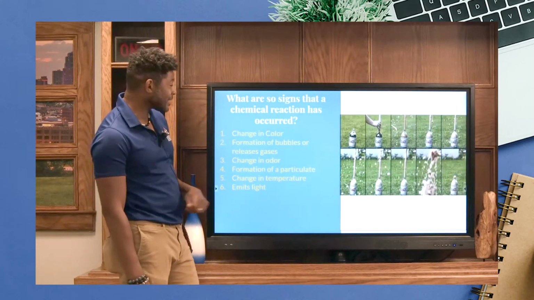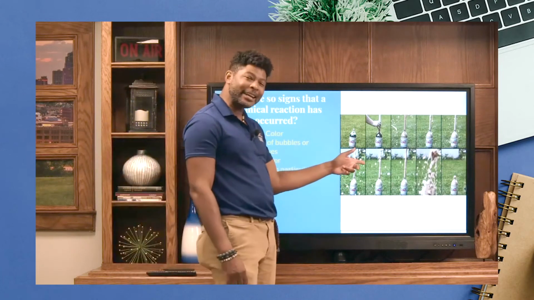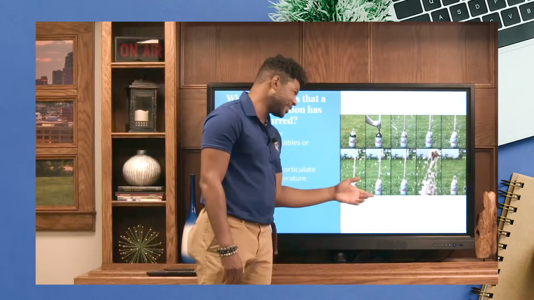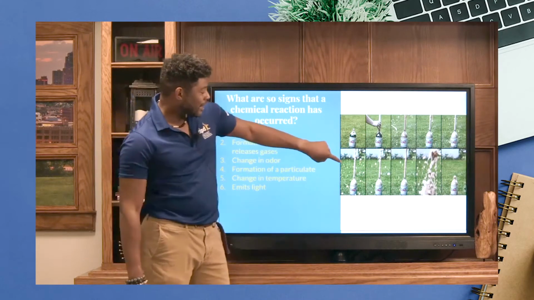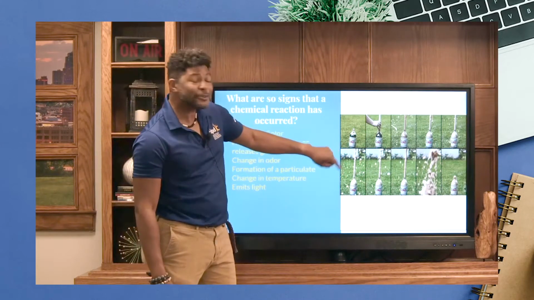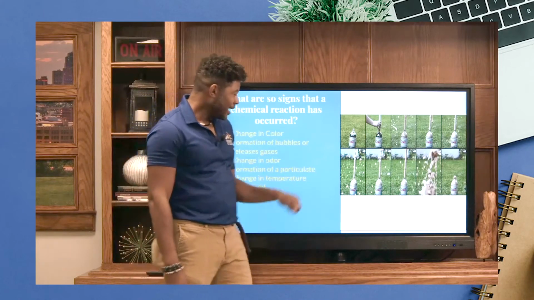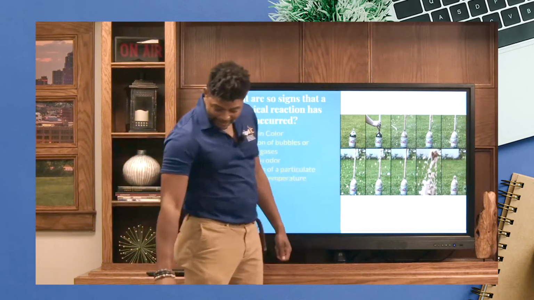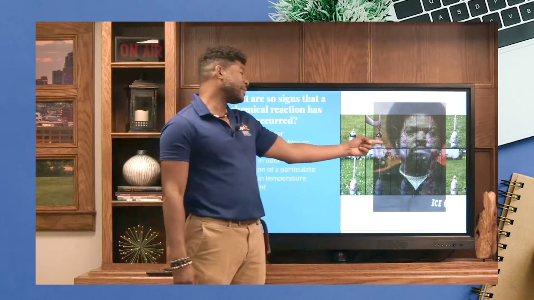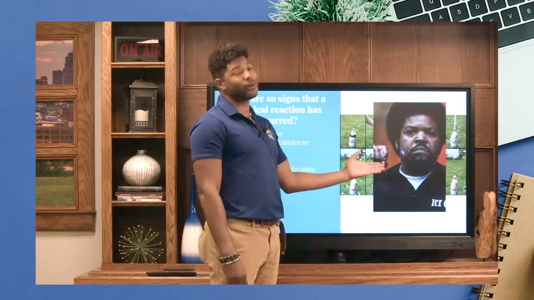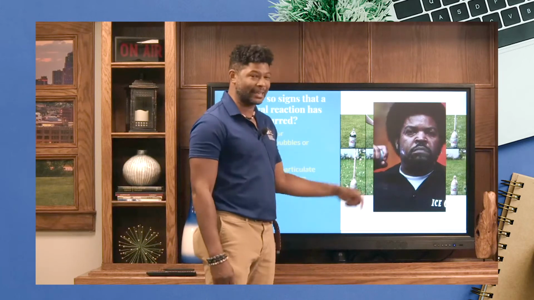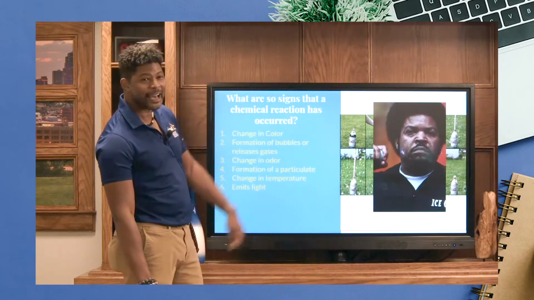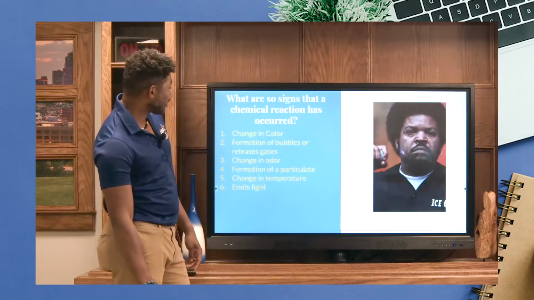Next, formation of bubbles and gas. Now, here's the thing. Everybody knows about Mentos and Coke. This is great. This is wonderful. Here's the thing about that. They're outside. Here's why that's important. If you try this inside, then you got to meet this dude, which you don't want to do. So remember, Mentos and Coke outside, not inside, or you get ice cube in the sun. All right.